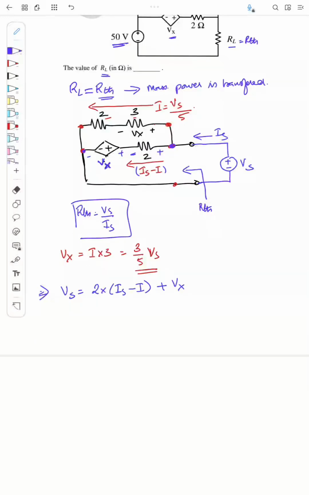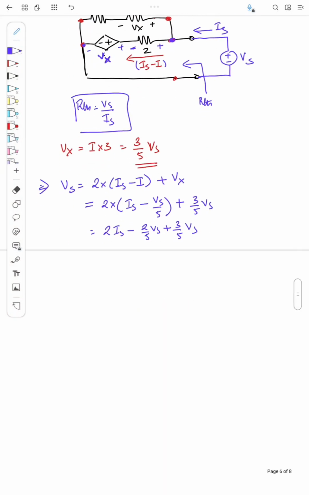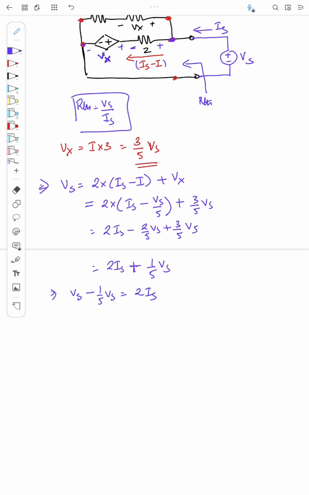Here the current I is Vs by 5, right? So I will substitute that: 2 into (Is minus Vs by 5) plus Vx, which is 3 by 5 Vs. So 2Is minus 2 by 5 Vs plus 3 by 5 Vs, or 2Is plus (minus 2 plus 3, that is 1) 1 by 5 Vs. I will bring 1 by 5 Vs to the RHS, so it will be Vs minus 1 by 5 Vs equal to 2Is, or Vs into (5 minus 1 is 4) 4 by 5 equal to 2Is.